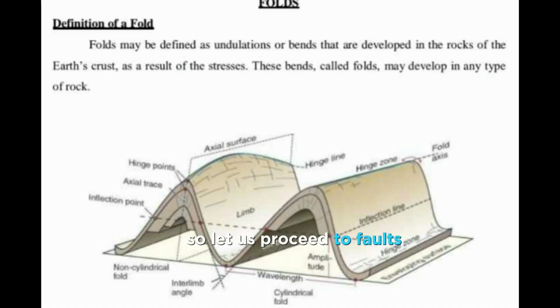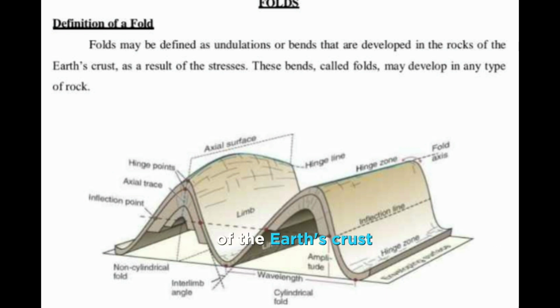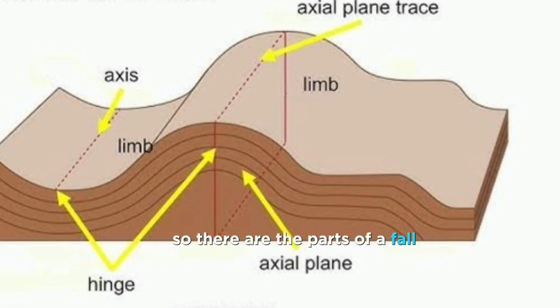So let us proceed to folds. A fold may be defined as undulations or bends that are developed in the rocks of the Earth's crust. As a result of stresses, these bends, called folds, may be developed in any type of rock. So these are the parts of a fold.